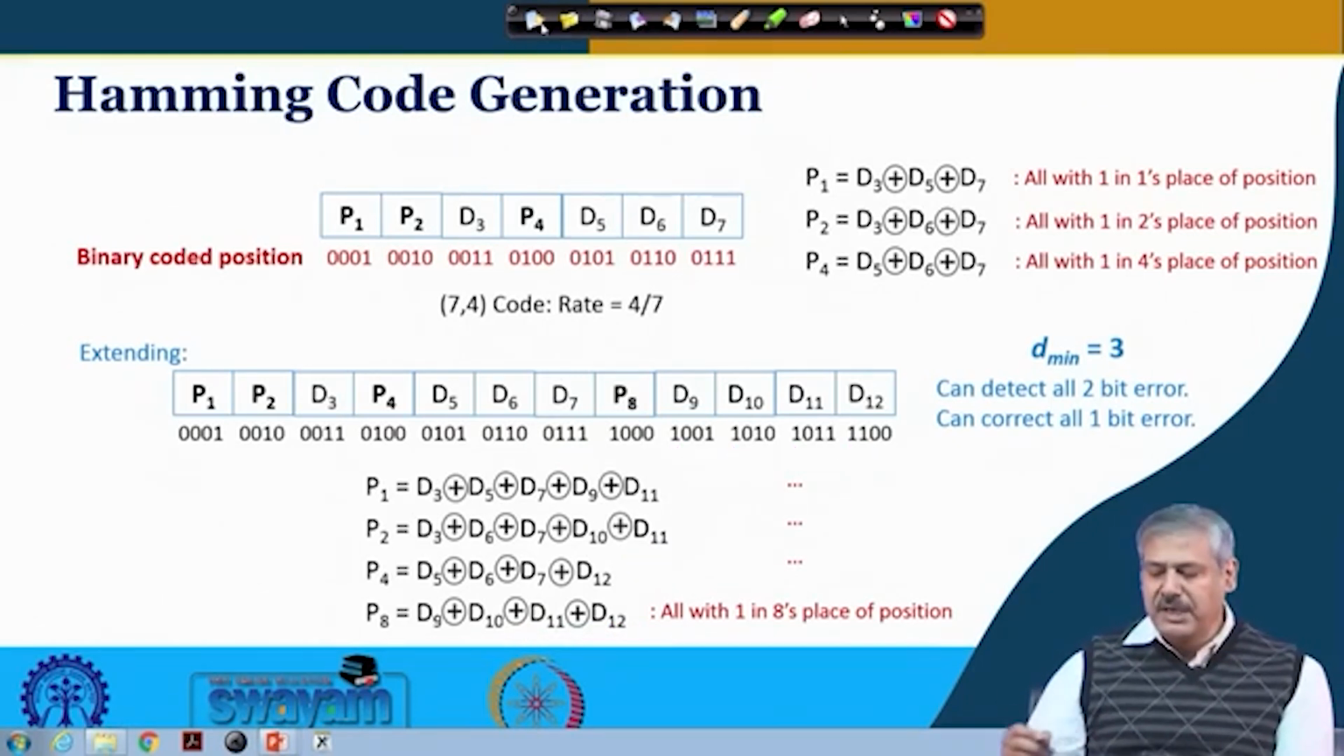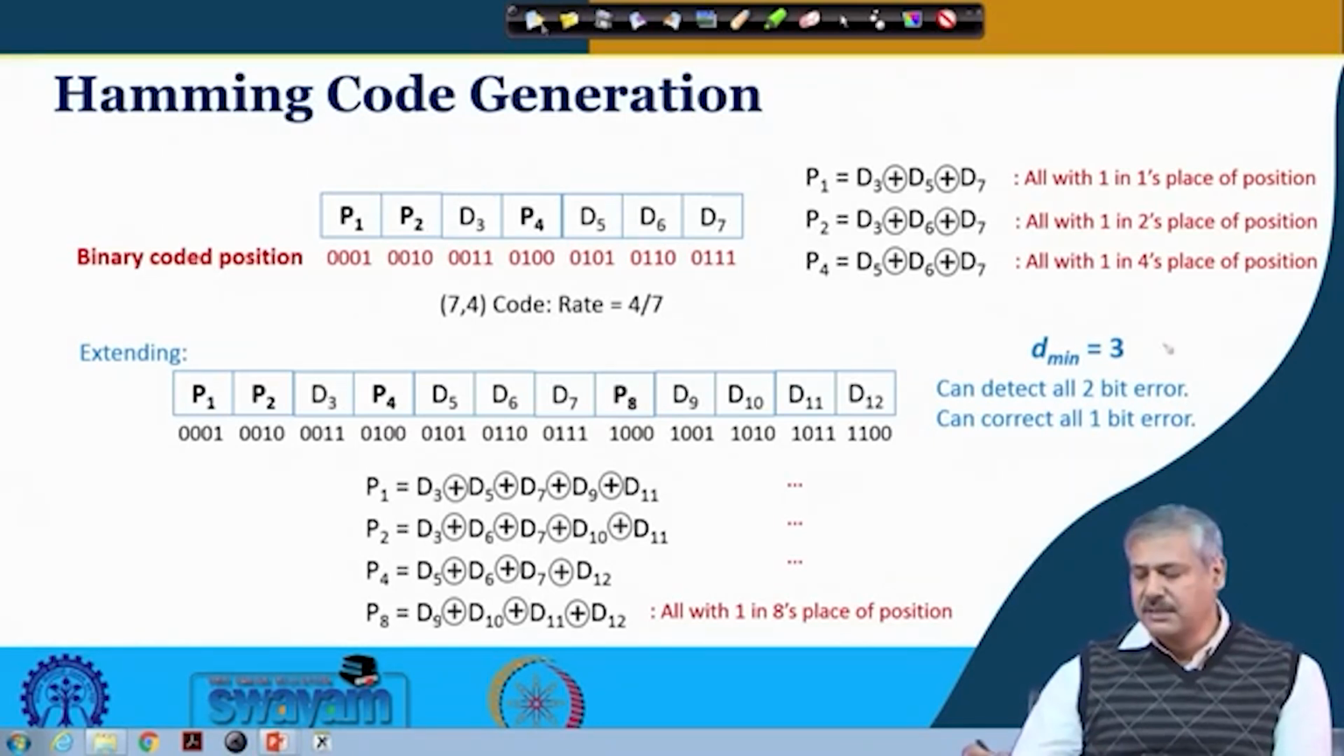Now, if you put various numbers, the minimum distance you can get here is 3 between two code words, and for which it can detect, as I said, B plus 1. So B will be 2, and it can correct 2B plus 1. So this is what it can do.